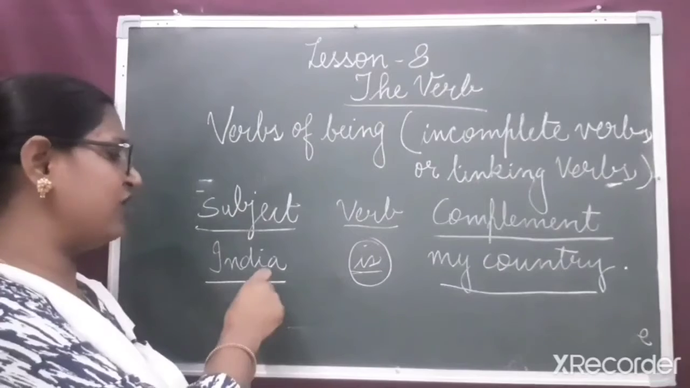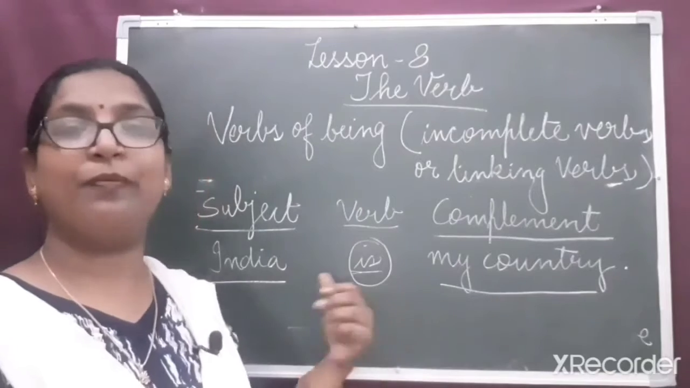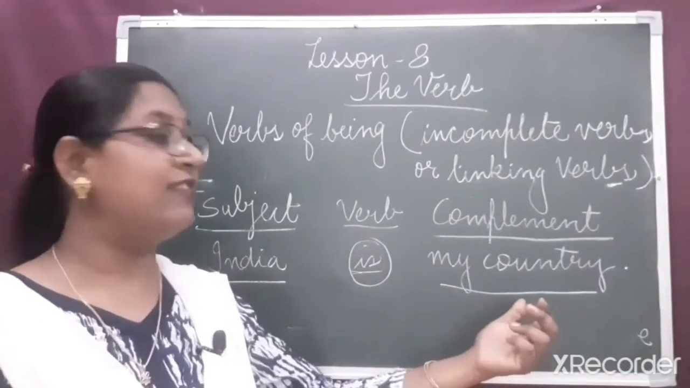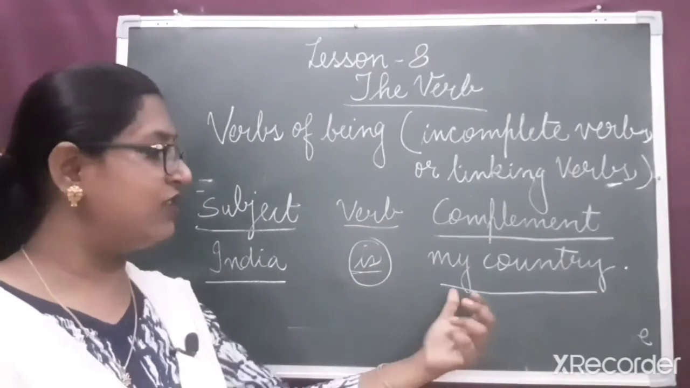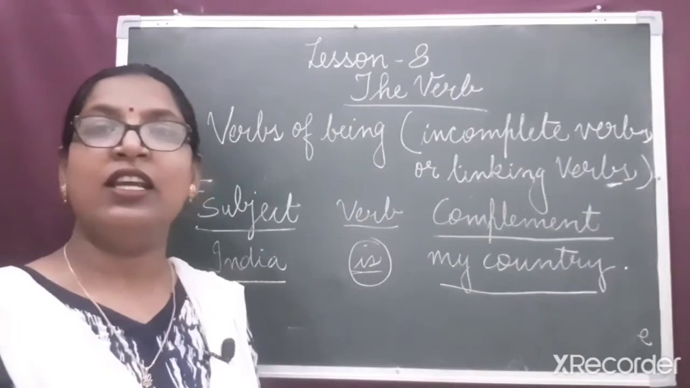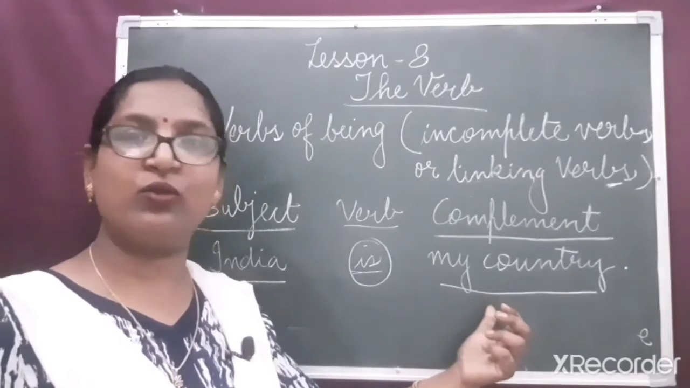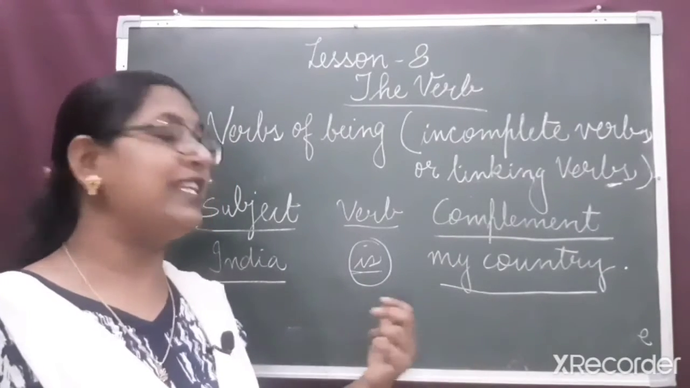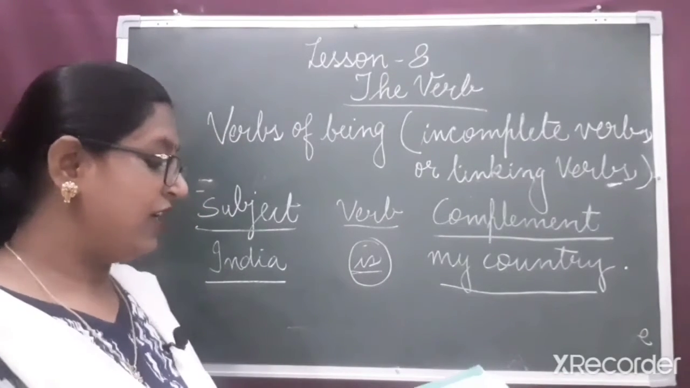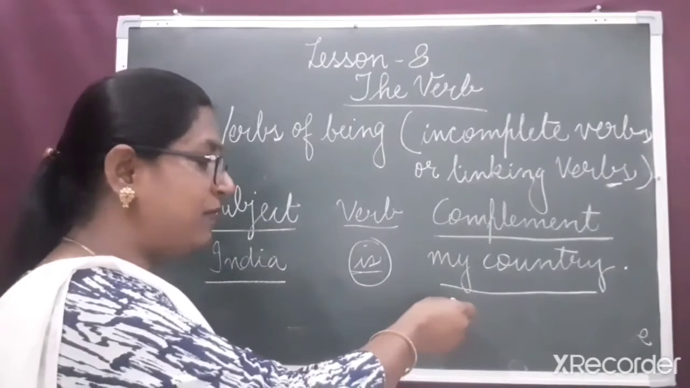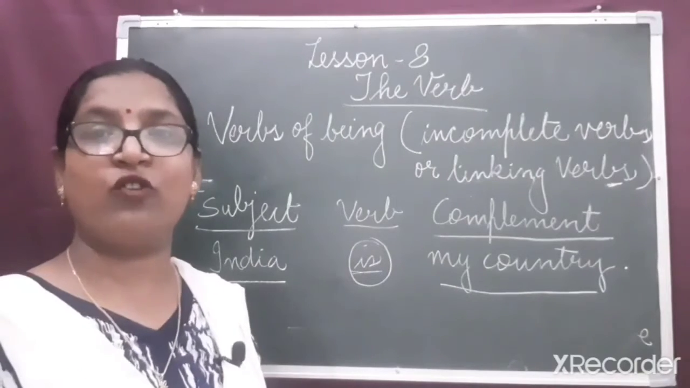Dear children, if we ask a question, India is what? Usually we get the answer, my country. But when we compare it with the subject, we see that the answer refers to the subject itself. As it refers to the subject itself, we do not call it an object, we call it a complement, because without this phrase, the sentence will be incomplete. So dear children, when the complement refers to the subject, we say it is a subjective complement.